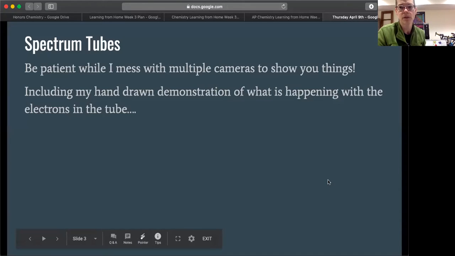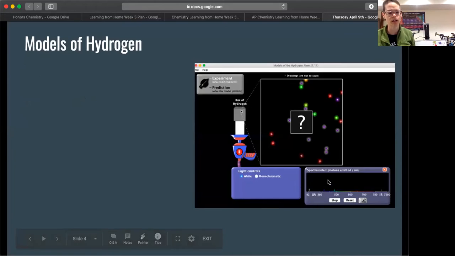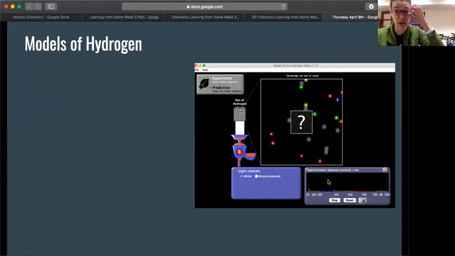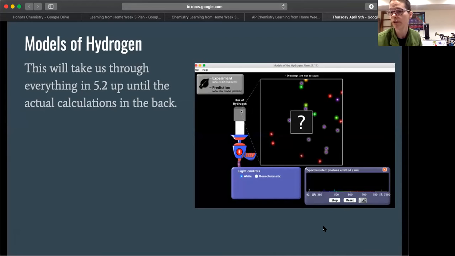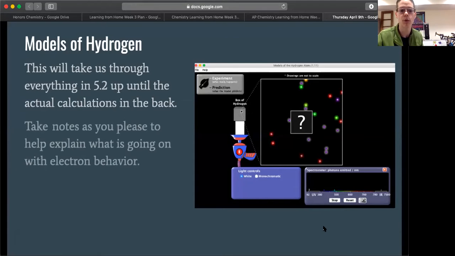And then the demo, the PhET simulation, actually provides a fairly decent representation as well. This models hydrogen. I don't remember if I had shared that link with you before. It is on the link in this week's plan, so you can see everything that I'm going to be doing with it. Basically, this is going to take us through most of 5.2 and 5.3 without the calculations. And then the very last part of this demo is what 5.4 is on.